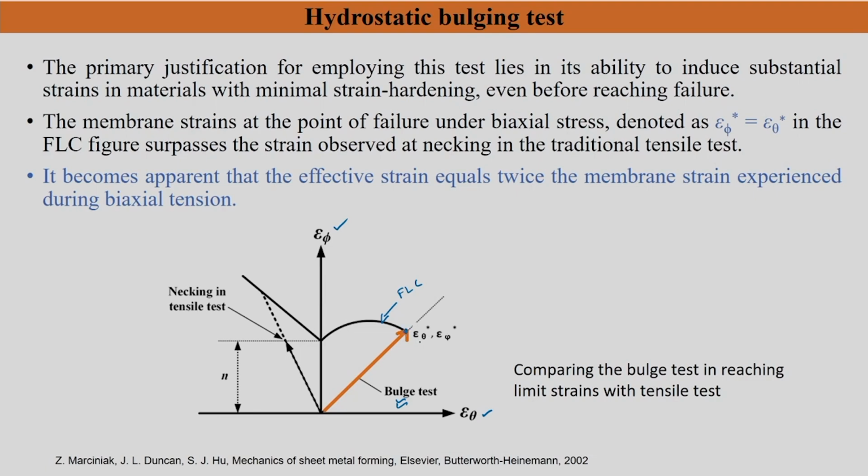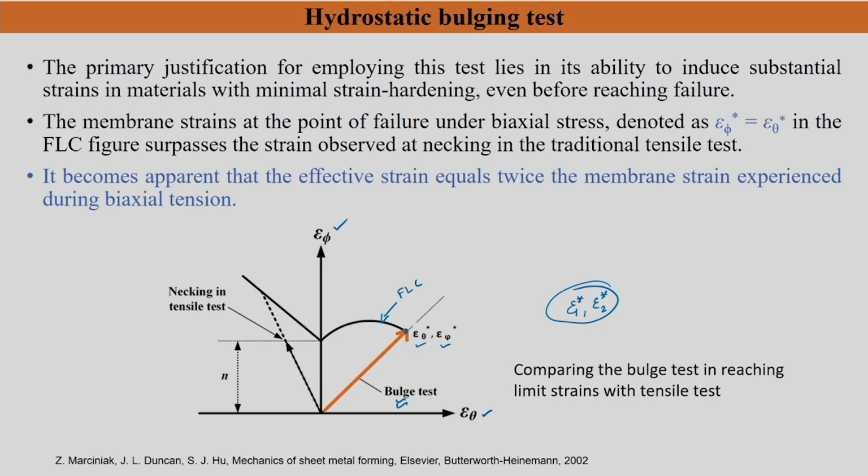And there you are mentioning these two limit strains as epsilon theta star and epsilon phi star, like epsilon 1 star and 2 star. No? We are aware of this nomenclature. What is it from our instability chapter? Okay. So, you will see that it is going to reach your forming limit curve along this.